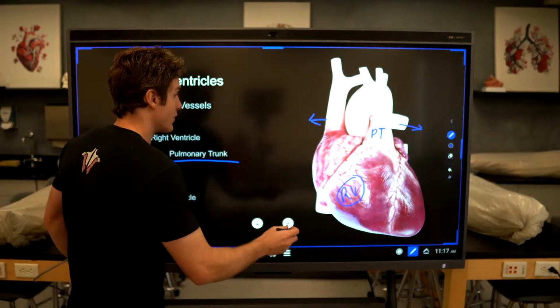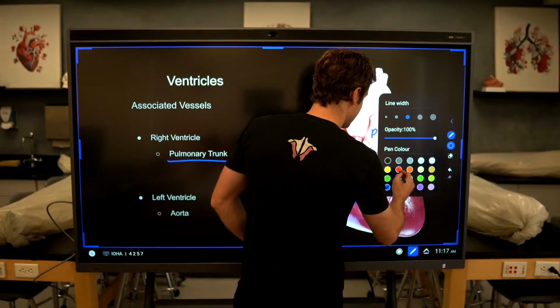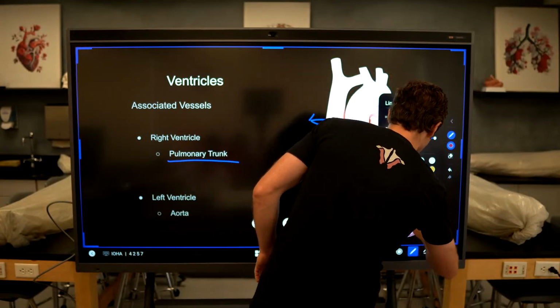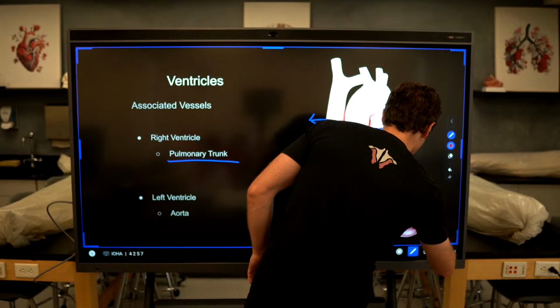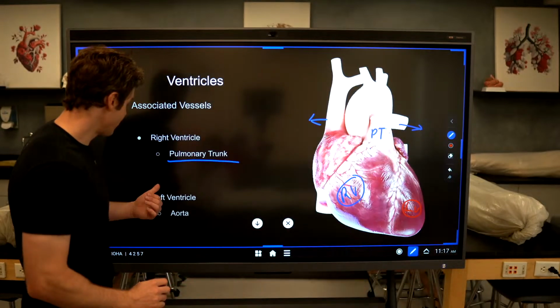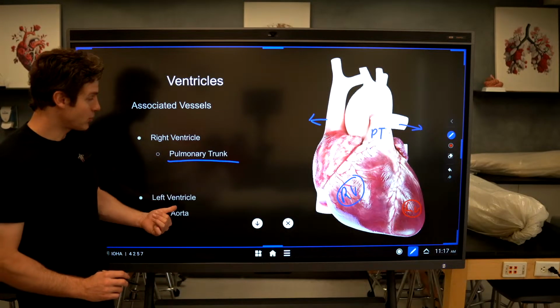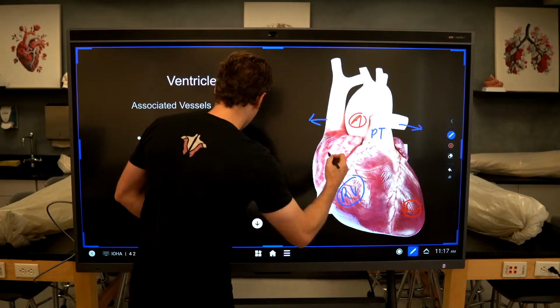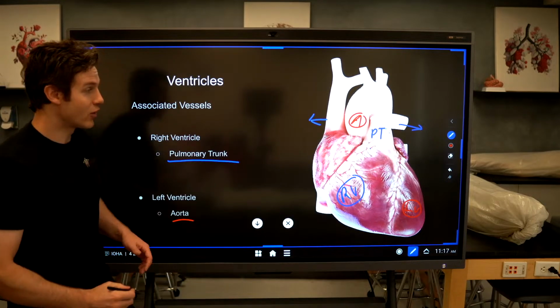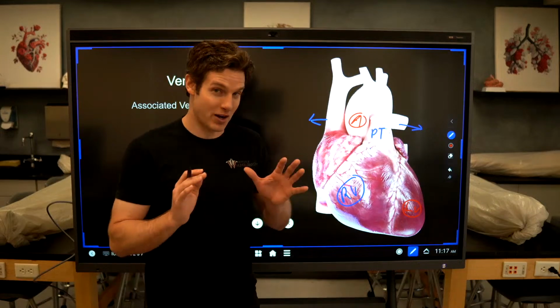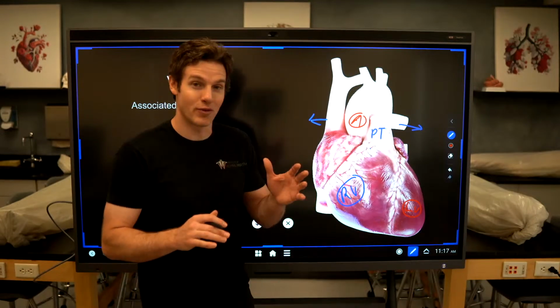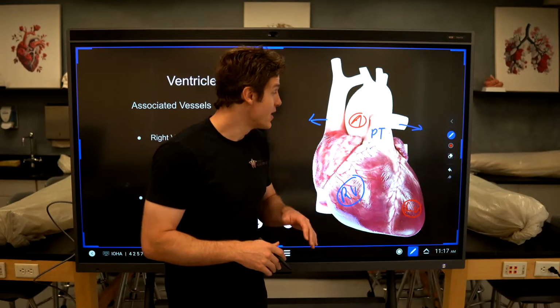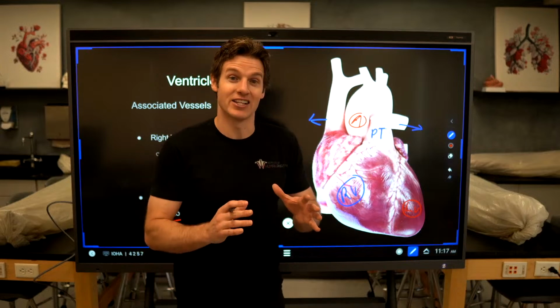Now let's jump over to the left ventricle. And we've got LV right here. And the left ventricle is going to pump blood into the aorta, which I'll just put a big A right here. And the aorta is the largest artery in the human body. I'll show you on the cadaver dissection. If you've watched some of our YouTube videos before, you've probably seen that. It is the size of a garden hose.